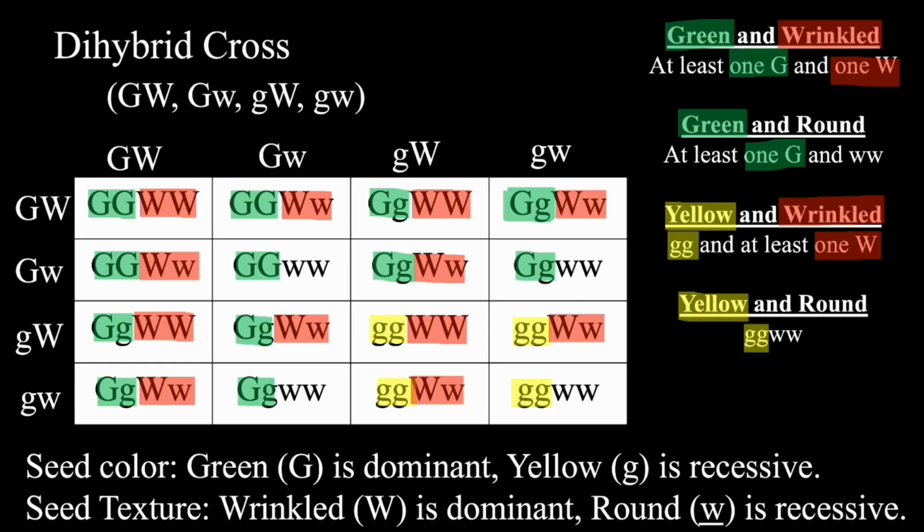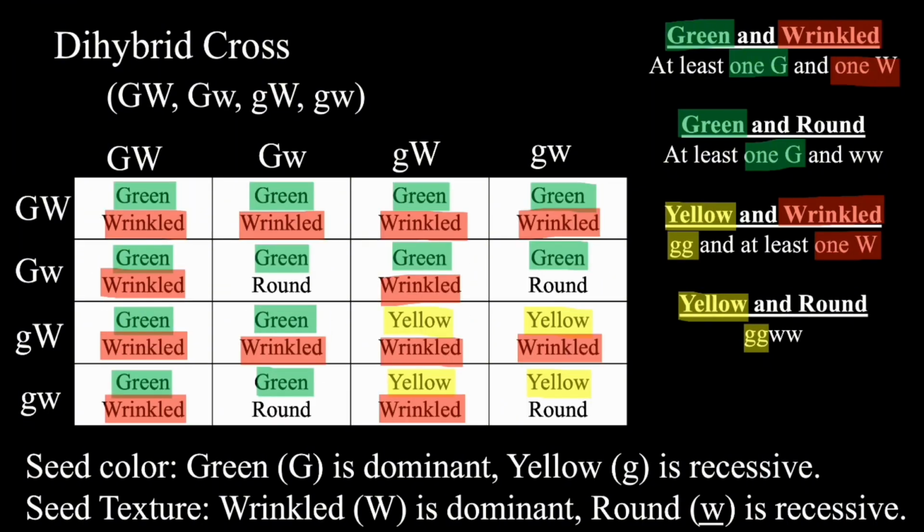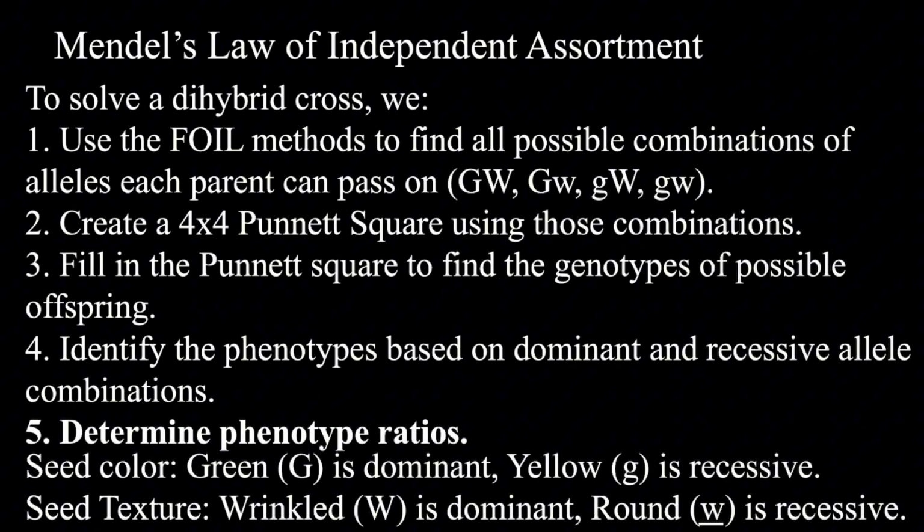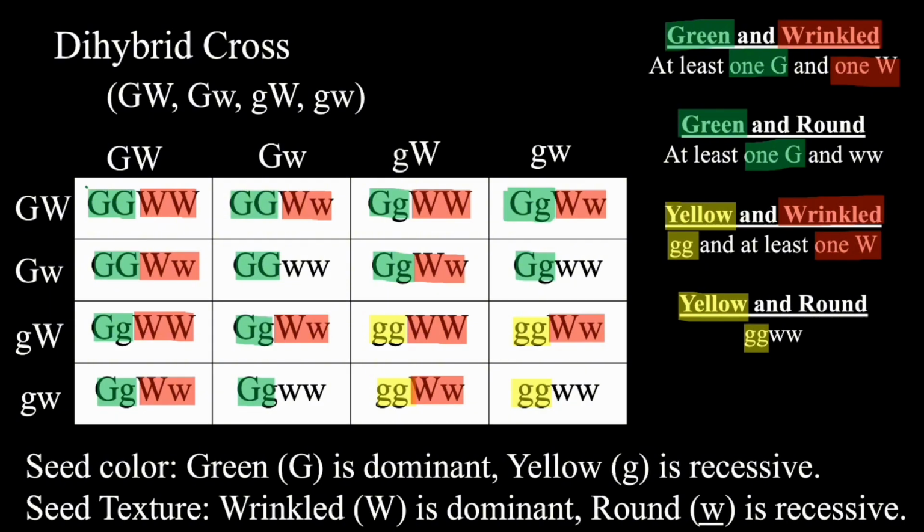Lastly is the recessive W, or in this case homozygous recessive, to have the phenotype of being round. There are 4 boxes that show this. Here I put all the phenotypes in place of the genotypes. Next, we're going to determine phenotypic ratios. How many out of 16 are green and wrinkled? What boxes show green and red? Count them up. There are 9 boxes that are green and wrinkled.